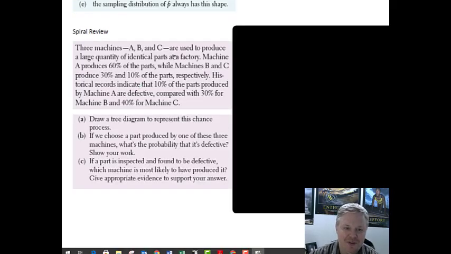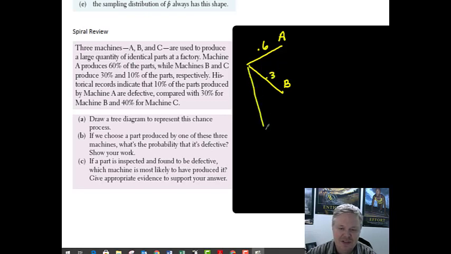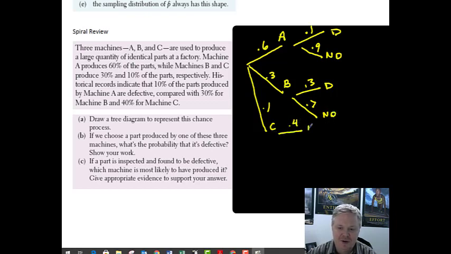All right, last one I wanted to go through real quick. This is a little spiral review, things that we did a long time ago. Here we could draw our tree diagram. We have machines A, B, and C. Machine A is 60%, machine B is 30%, and machine C is 10%. Then we have defective or not defective. 10% of the parts from machine A are defective, which means 90% are not, compared with 30% defective for B and 70% not defective, and for machine C, 40% defective and 60% not defective. So there's our tree diagram.